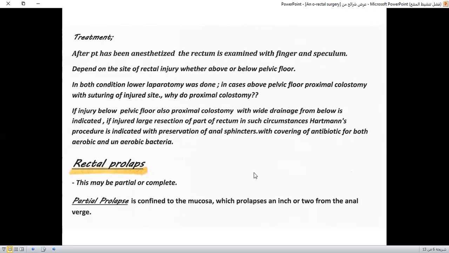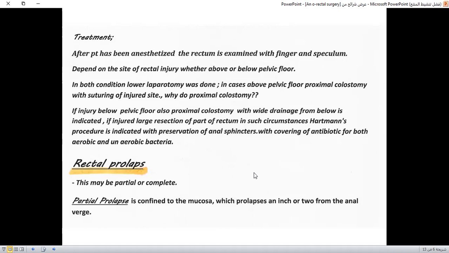If the injury is large, resection of the part of the rectum, in such circumstances the Hartmann procedure is indicated with preservation of the anal sphincters, with antibiotic coverage for both aerobic and anaerobic bacteria. Okay, after rectal injury, rectal prolapse.